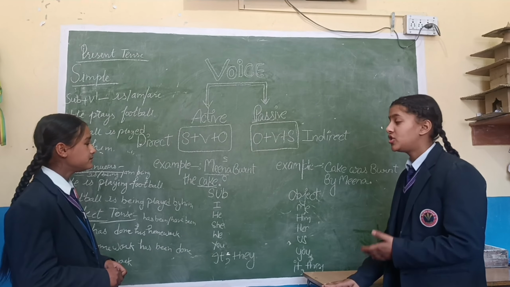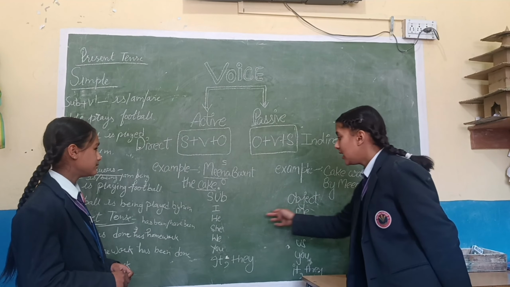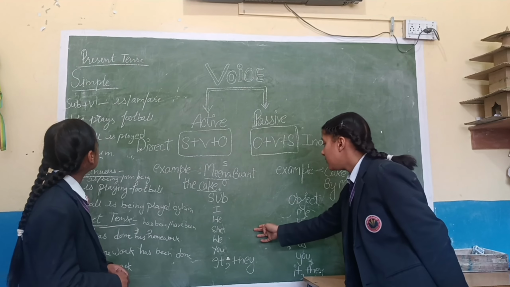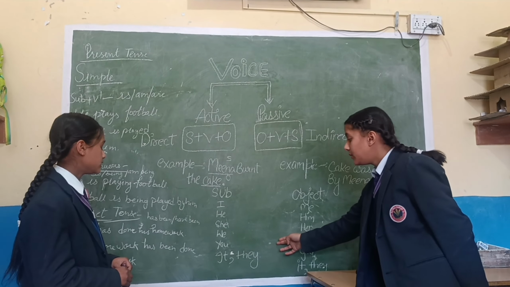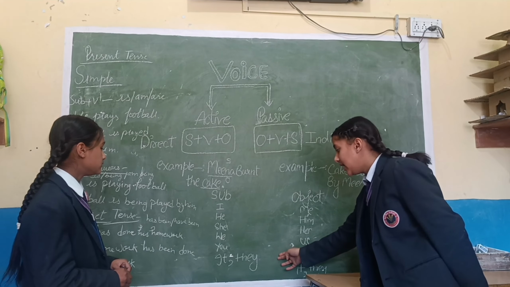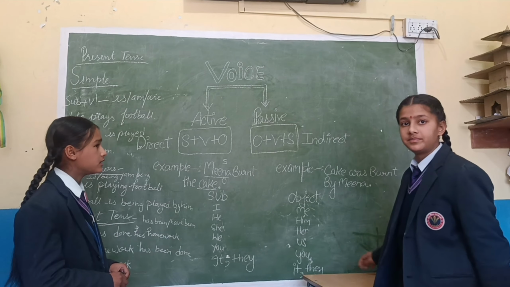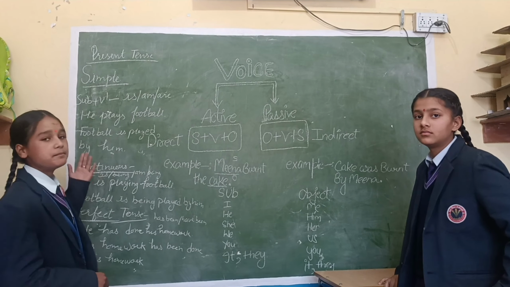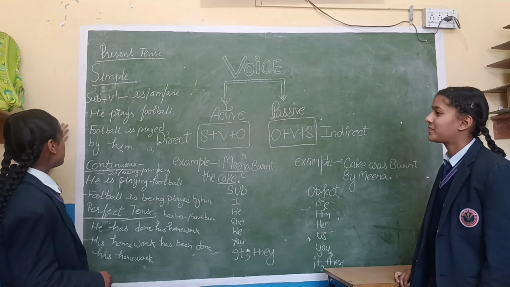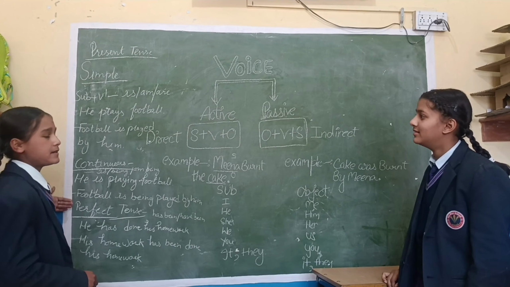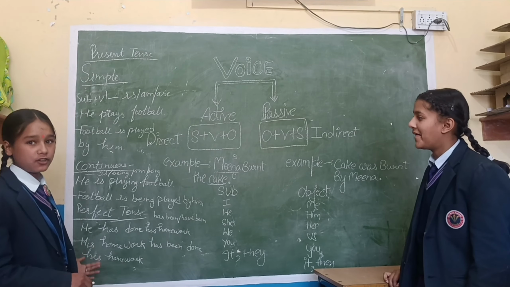When we change active to passive, I will be changed into me, he will be changed into him, she will be changed into her, we will be changed into us, you will be changed into you, they will be changed into them. So today we will only learn present tense. There are four forms of present tense: simple present, present continuous, present perfect tense, present perfect continuous tense.